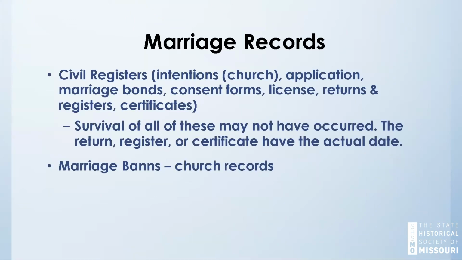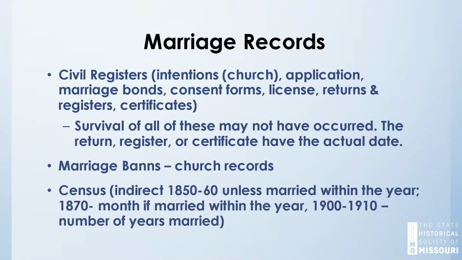Some church records, the only marriage record you may get are banns. The couple would announce in church, typically 2 or 3 times, depending on the church we're talking about, that they intended to get married. And when they did the final announcement, they were considered to be married because it was in front of the congregation. Those are a little harder to get at because they involve finding church records.